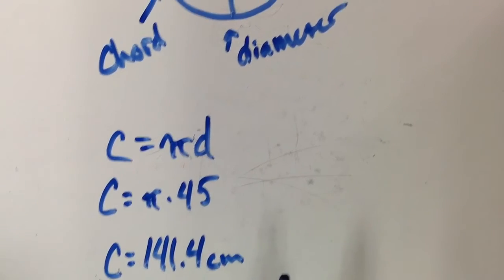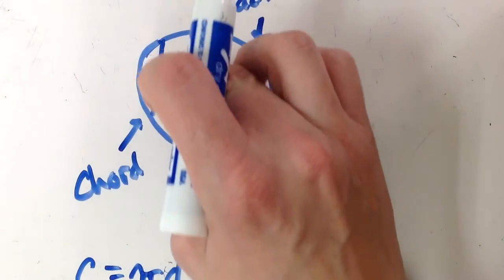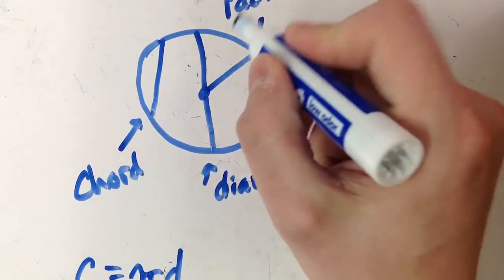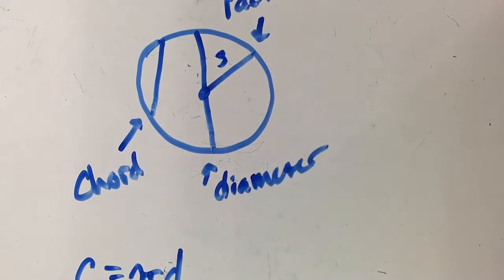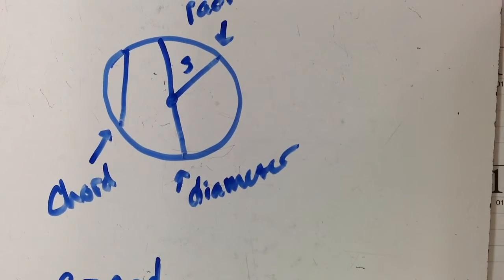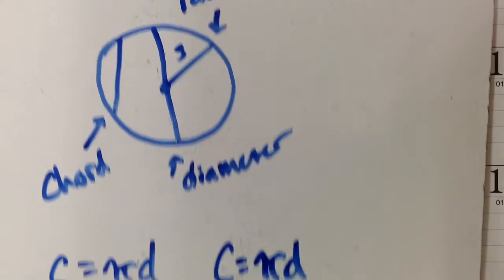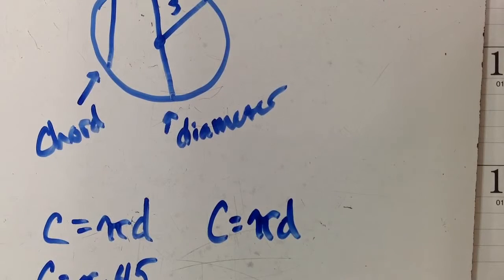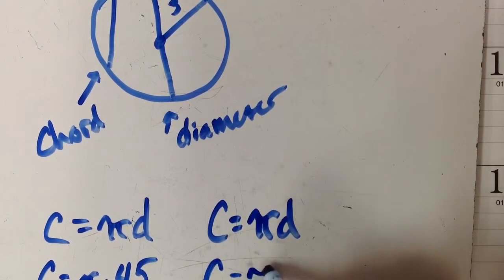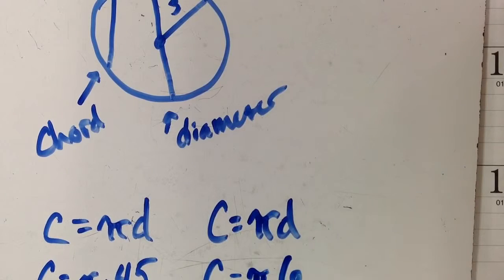Now, let's say that they don't give me the diameter, but they only give me the radius. So let's say the radius is 3, and that's all the information they gave me. I can still use this formula, C equals pi times d, because remember, the diameter is 2 times the radius. So if I know the radius is 3, I can multiply that by 2 to get 6, and I can still use this formula.